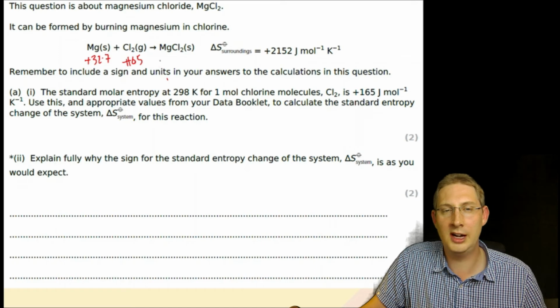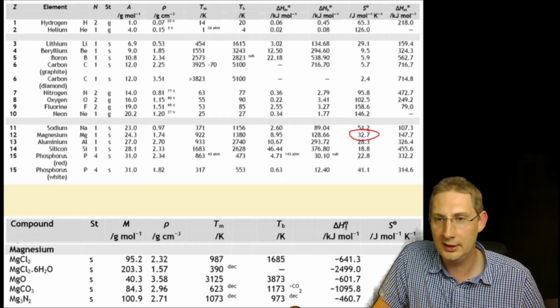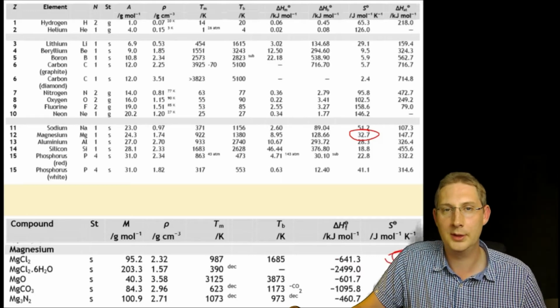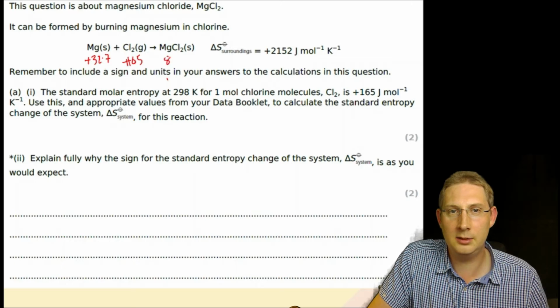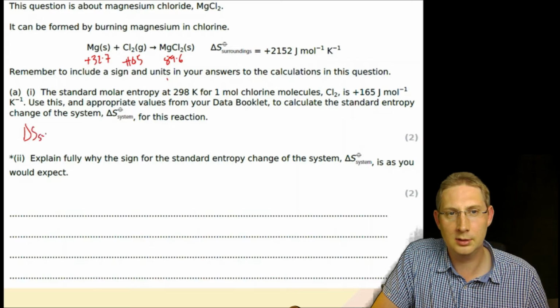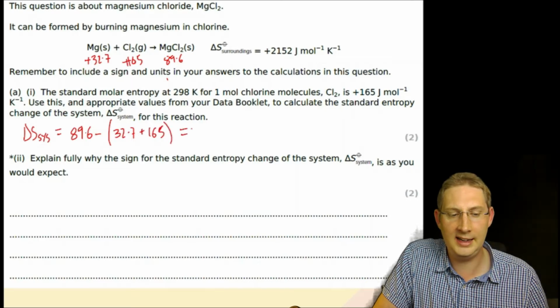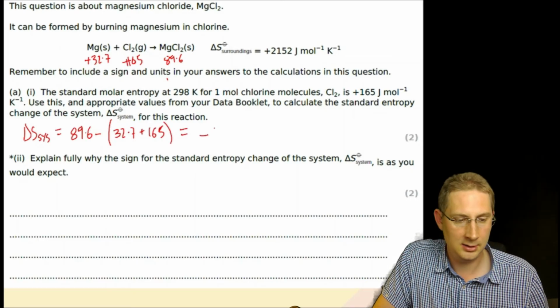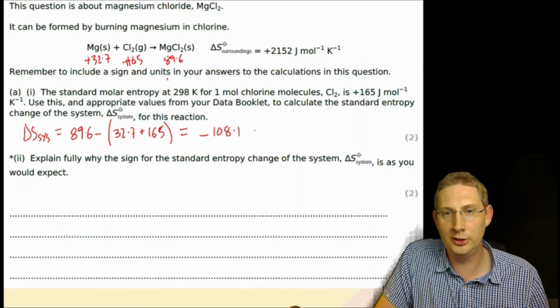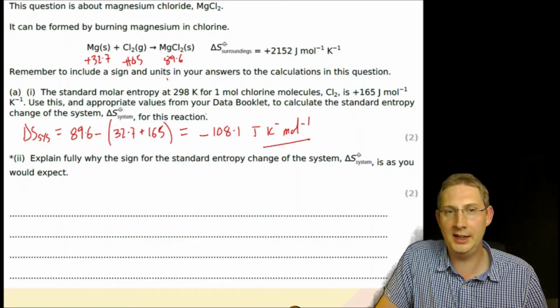And magnesium chloride we would find in the thermodynamic and chemical data for inorganic compounds, 89.6 there. So 89.6. So what is delta S system? Well, that equals products 89.6 minus reactants 32.7 plus 165, and that equals minus 108.1 joules per Kelvin per mole. There's a decrease in entropy.